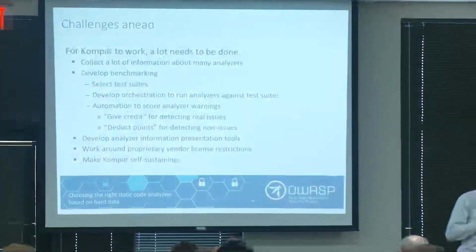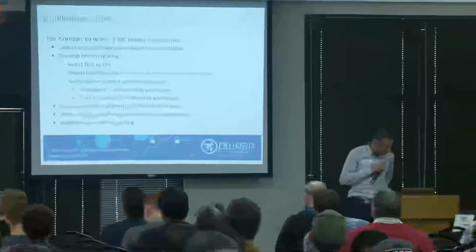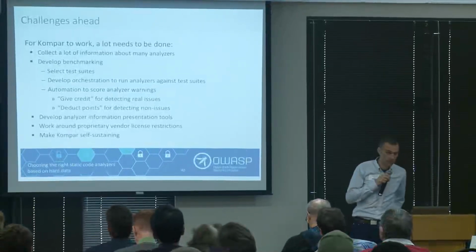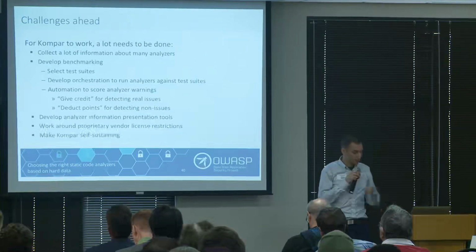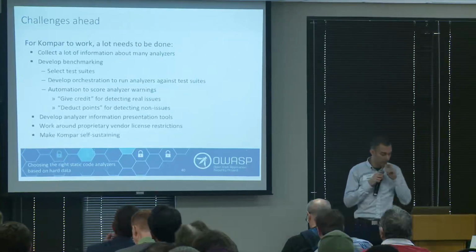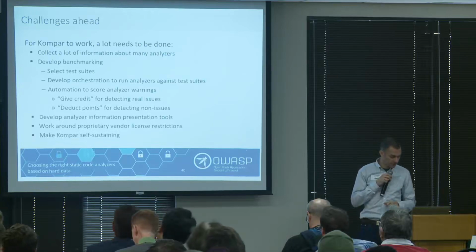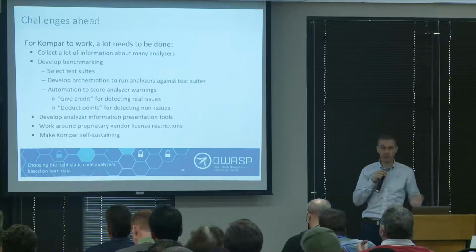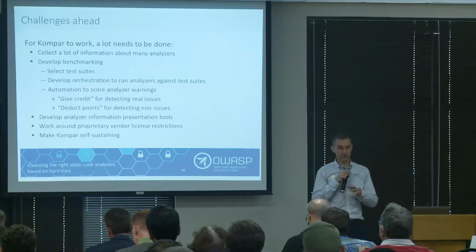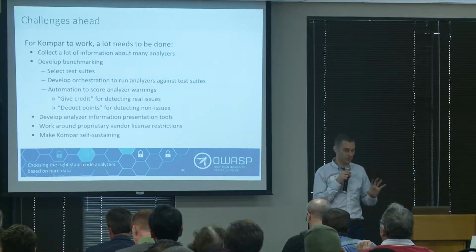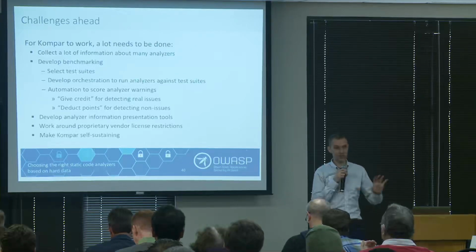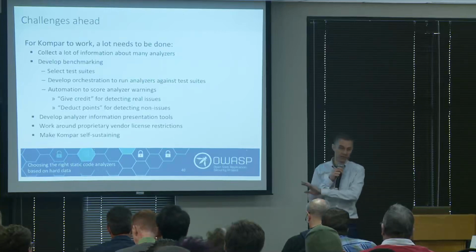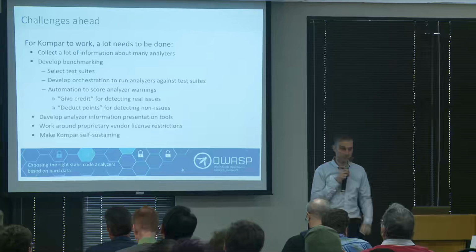So some of the challenges, I think I've talked through a lot of these. Collecting information by analyzers is time-consuming. The benchmarking is tricky: getting the right test suites in place, giving those analyzers credit for detecting the real issues. And really just getting this whole thing stood up, right? It's a whole organization we're trying to stand up, or the technical system. We've got to collect the information, generate benchmarking information, publish it, and then figure out how to make all this self-sustaining.